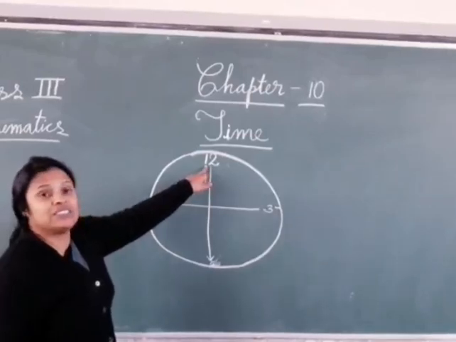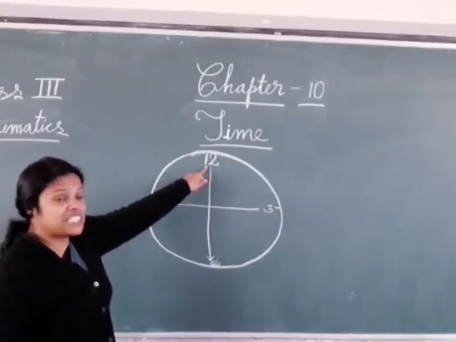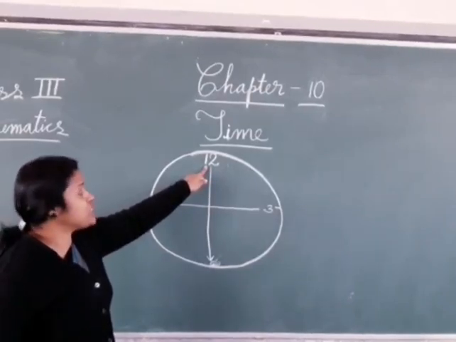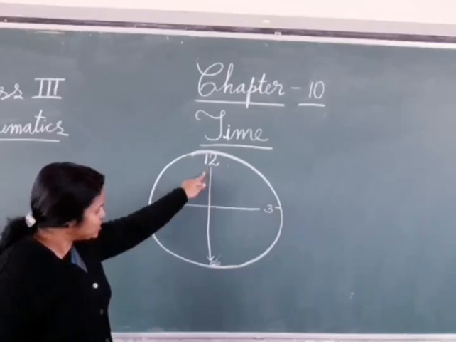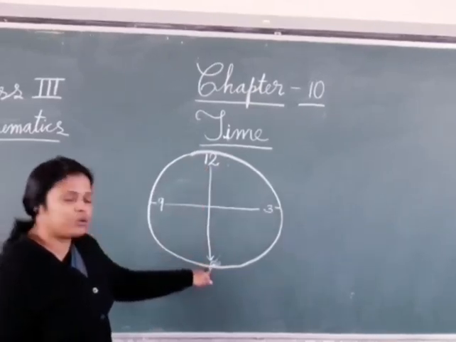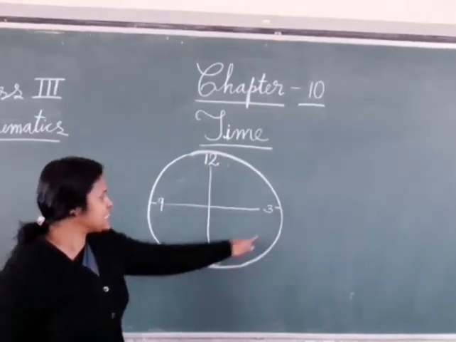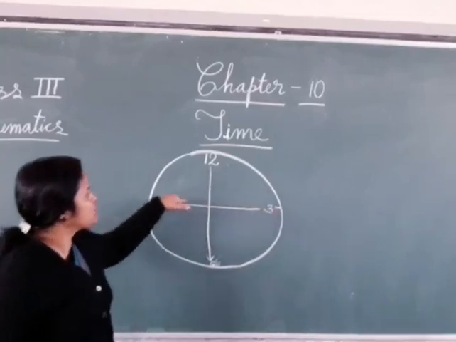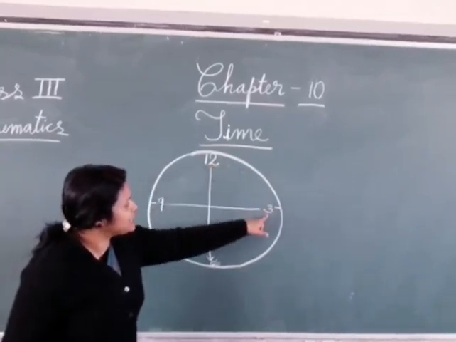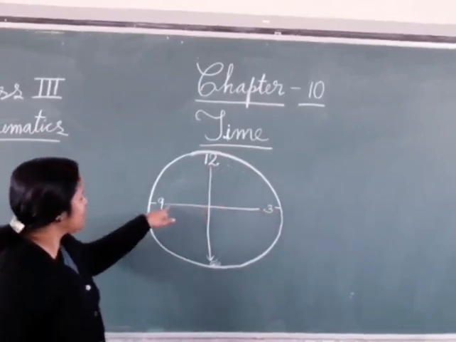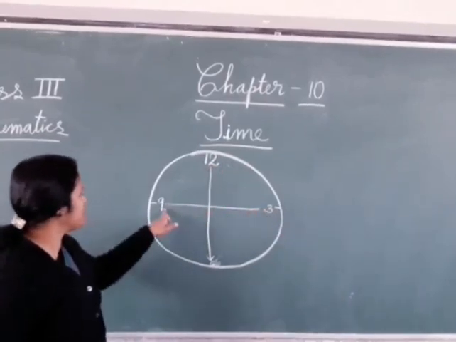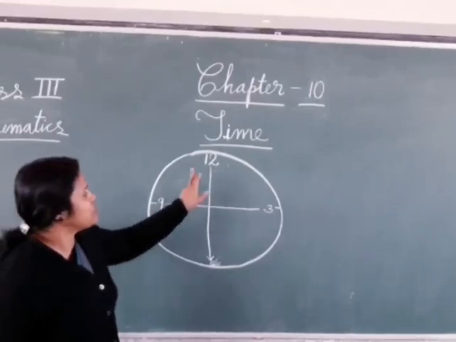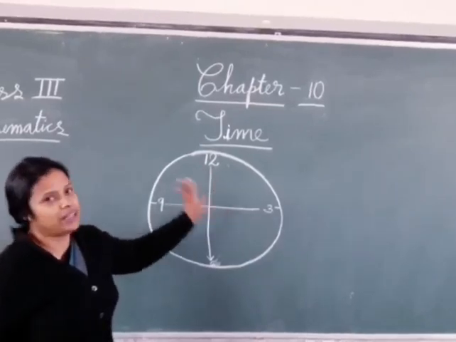Here just above in the center you have to mention the number 12. Just below that you have to mention 6, and you have to again make it quarter and write 3. Just beside, just directly you have to mention number 9 also. Then your marking of the clock will be right.